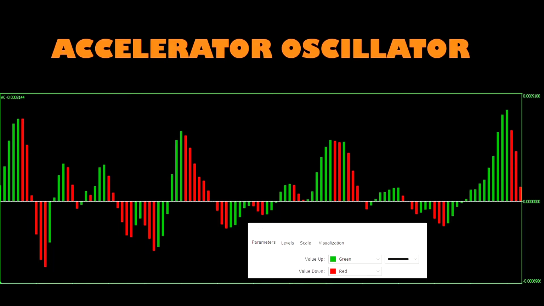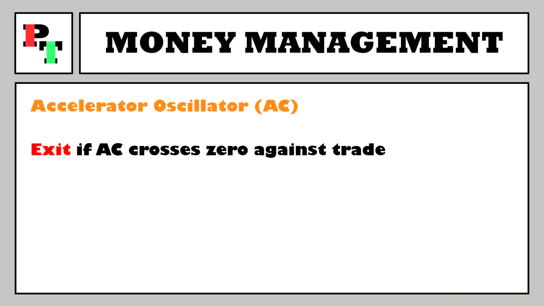And for those unfamiliar, the awesome oscillator is calculated by taking a 5 period simple moving average and subtracting from it a 34 period simple moving average. No more time to explain it here, video in the description if needed. When it comes to the strategy though, we are going to exit out of our trade if the accelerator oscillator closes across 0 against our trade.